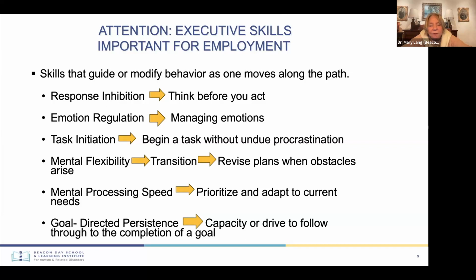Mental processing speed. As one becomes familiar with the speed or the rapidity with which an individual has to complete a task, like a professor, let's say, says you have a week to complete this task, is really very important, because he's giving you a timeline.